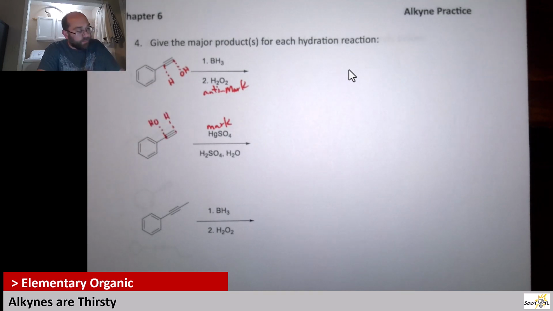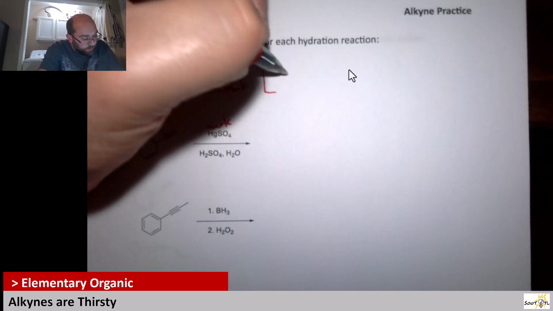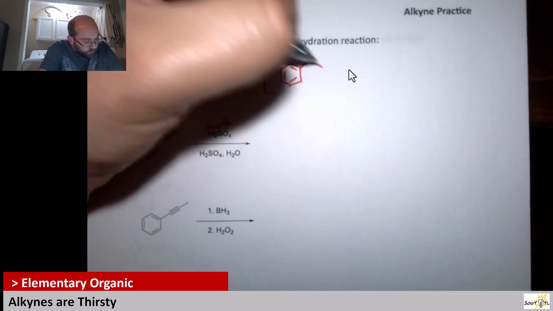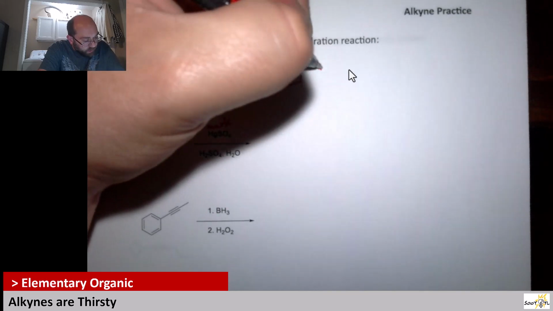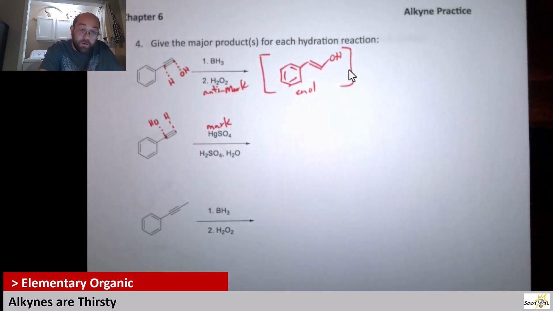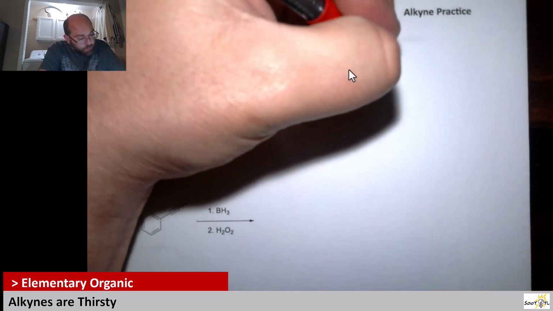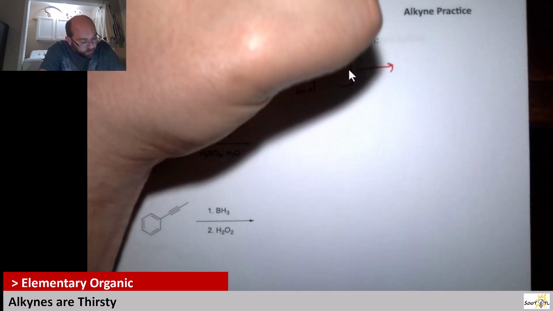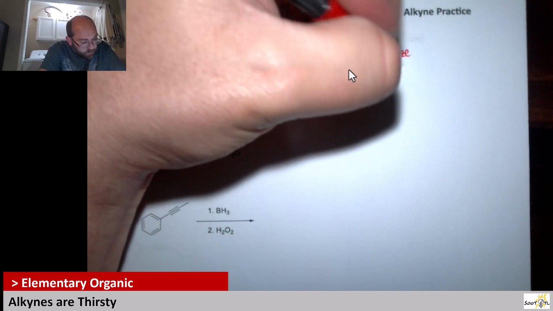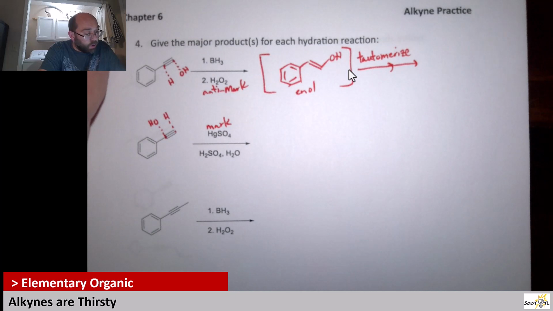Okay. Now from there, you have this crazy little intermediate that forms. This thing is called an enol. So we're going to get the double bond, and then you'll get the OH there for the hydroboration. So you get an enol. Now enols are unique for these sets of reactions because these will actually rapidly tautomerize to a more stable form. So this enol will rapidly tautomerize to its ketone form.